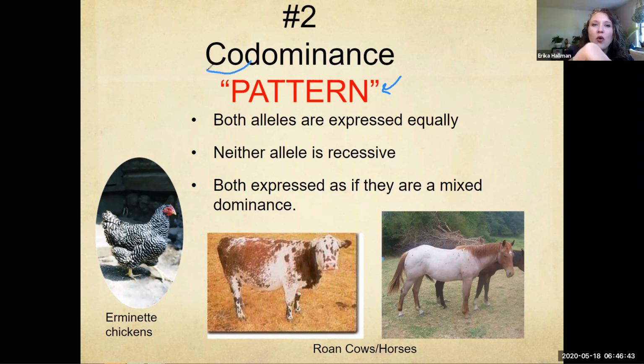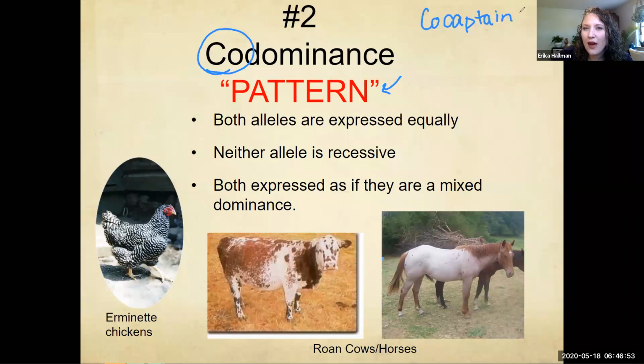This word co means something. So I want you to think of the word co-captain. If you are a co-captain with another person, if there are two co-captains, who has more power? Your answer should be neither of them, right? They share. But do both of them have power over their team? Not power, but leadership over their team? Absolutely.